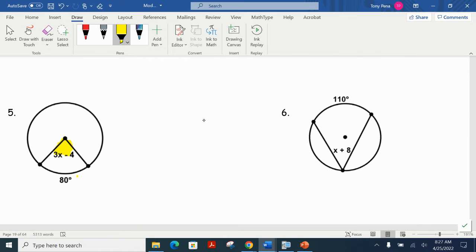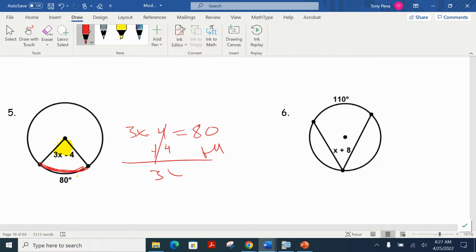So this here is your central angle. That's 3x minus 4. That has to be equivalent to whatever the arc value is, which is 80. Okay? That's our equation. That's what we're going to set up. We're all good at solving equations as long as we can get them set up correctly. So you're going to add that 4 over. Divide by your 3. What'd you get, Julia? Good. And then that should give us 28.